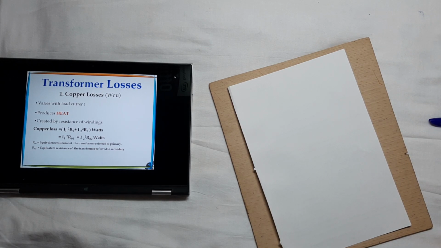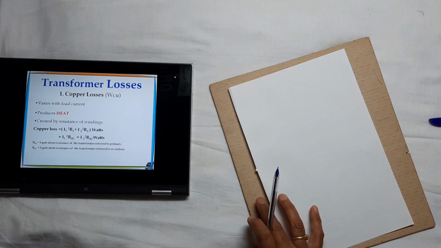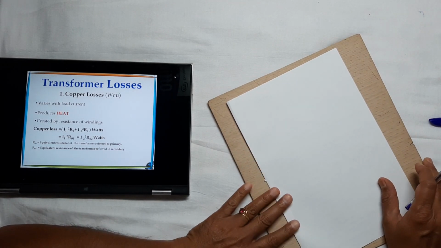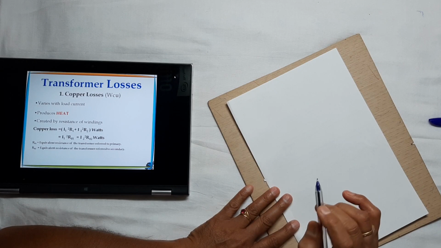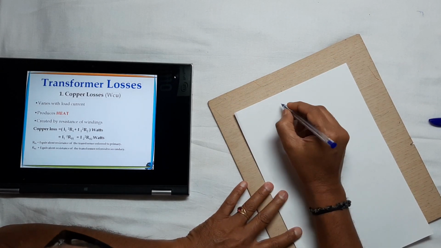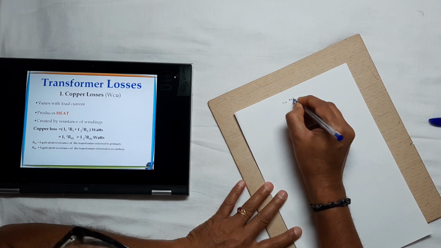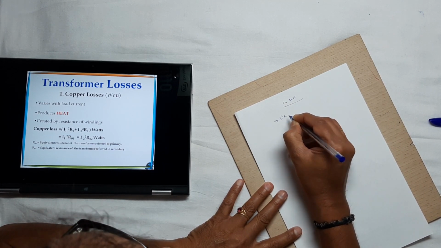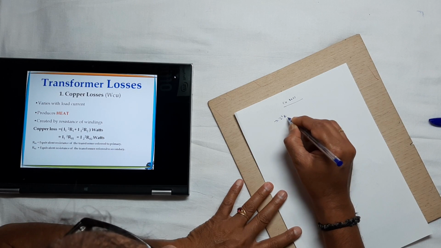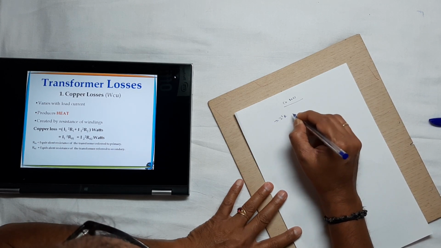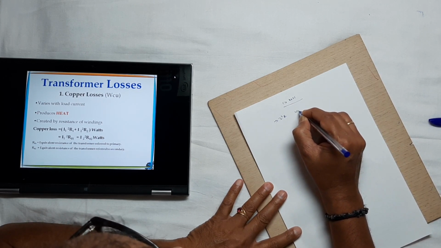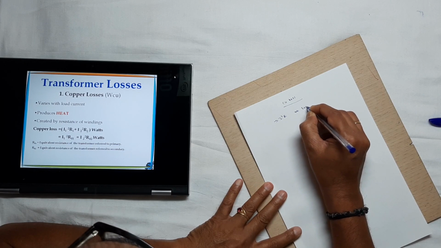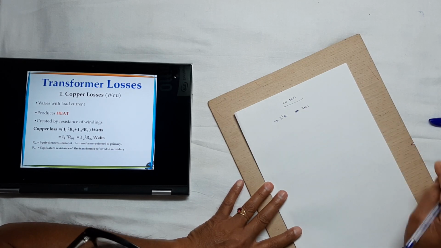We will elaborate on the copper loss. That is, the copper loss is nothing but an I square R loss. Wherever there is a resistance, there is a power loss, and that is called I square R loss.